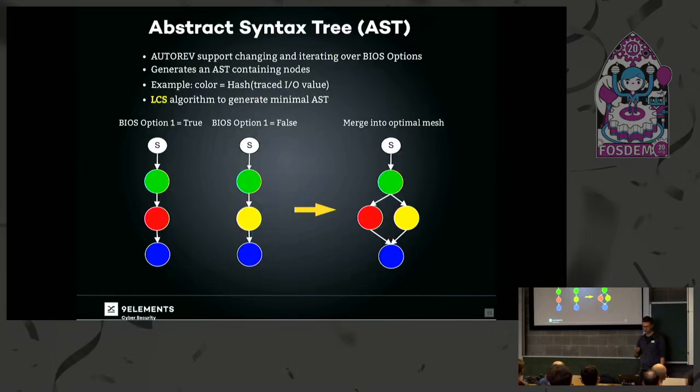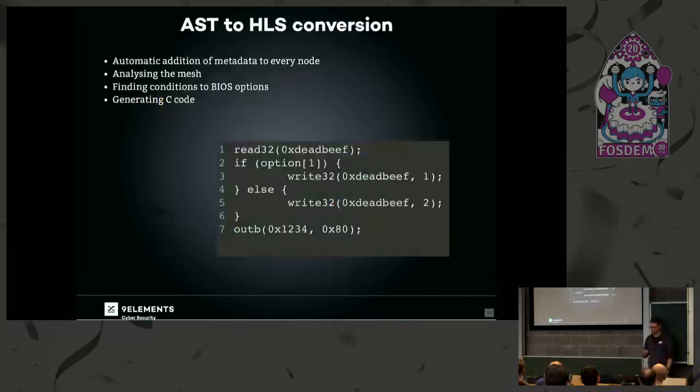The merging is done with the LCS algorithm, and it tries to generate a minimal graph, which has some issues, as it turned out. We can then convert the abstract syntax tree to a high-level language again. We only implemented this for C, but in theory we could generate anything like Go or Ada or whatever. Analyzing the mesh is quite time-consuming. Right now we only tested this with QEMU and a small example, and in this case it's okay, but on real hardware it's pretty slow.